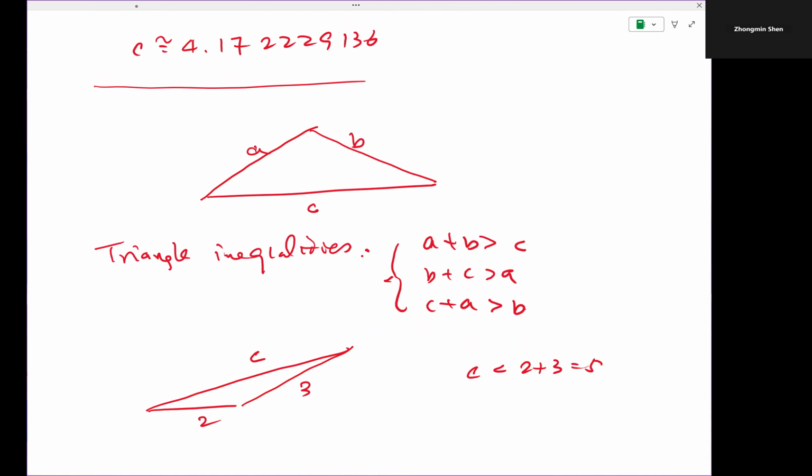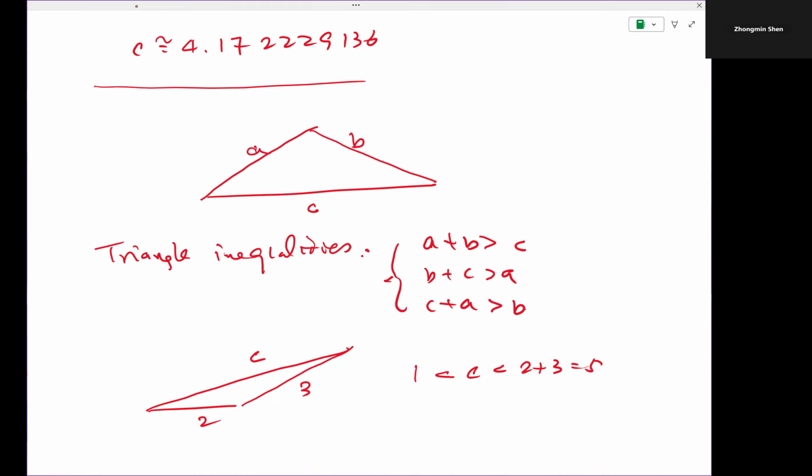So if we get some number which is larger than 5, something's wrong. You have to go back to check your formula. All right. And for the C, the smallest value for the C is going to be what? 1.